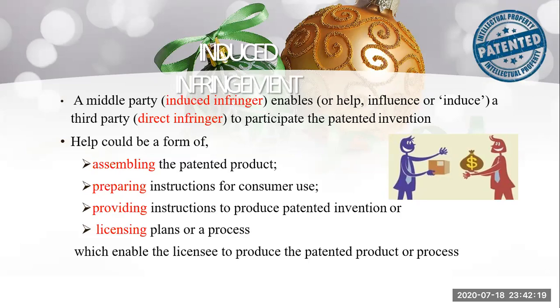A middle party enables a third party to practice the patented invention. Okay. That means this is the third party. This third party gives money to another party to patent this material. Okay, this material will be patented. She'll take the money and then patent it. Okay, so a third party will be involved, and it can be in the form of assembling, preparing instructions for consumer use, providing instructions to produce the patented invention, or licensing the plan or process, any of the processes.